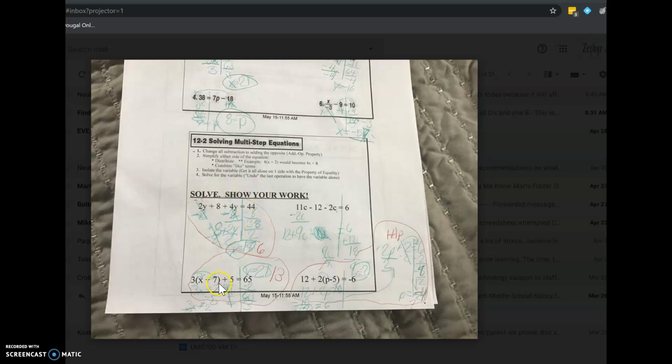Okay? Here, you forgot to do 3 times 7. So this would be 21 right here. Okay, so you need to remember to distribute 3x, and then 3 times 7 would be 21. Here, I can't really read your writing right here.